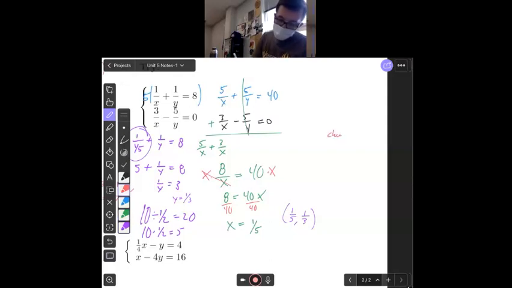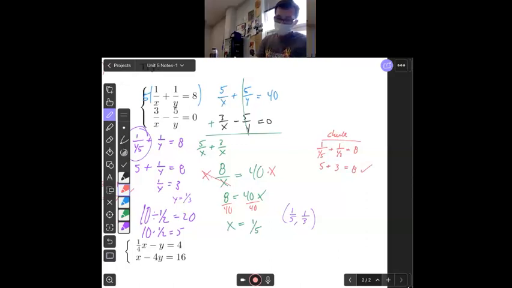Let's check that real quick. 1 divided by 1/5, how many fifths are in 1? There are 5 fifths in 1. How many thirds are in 1? There are 3 thirds in 1. Of course, 3 plus 5 is 8.